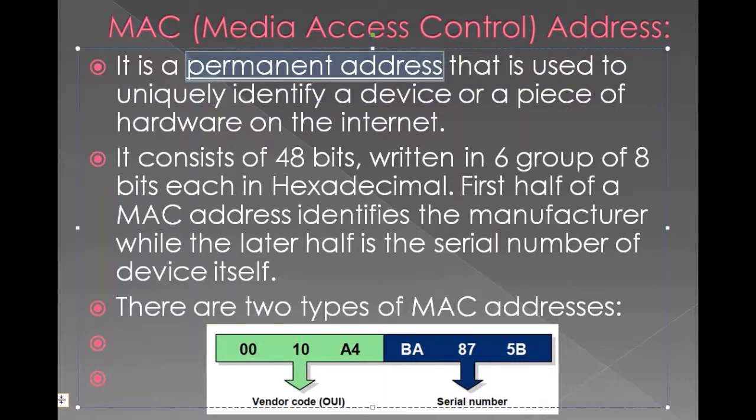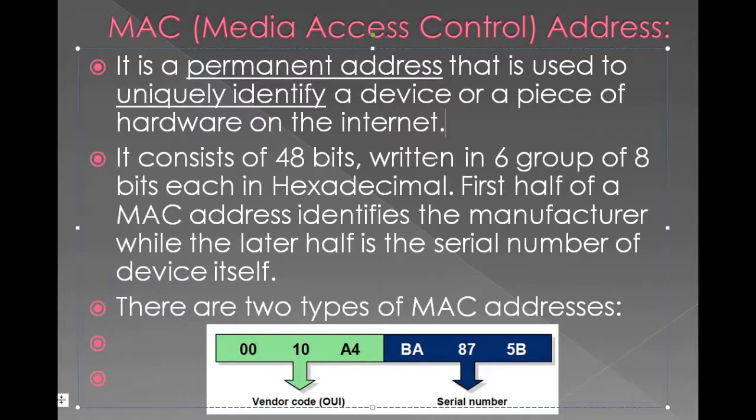Let me underline it. It is used to uniquely identify, and uniquely identify is the second keyword, a device or a piece of hardware on the internet. These two are the keywords. You must include these two in your answer, no matter whatever else you write. It consists of 48 bits.